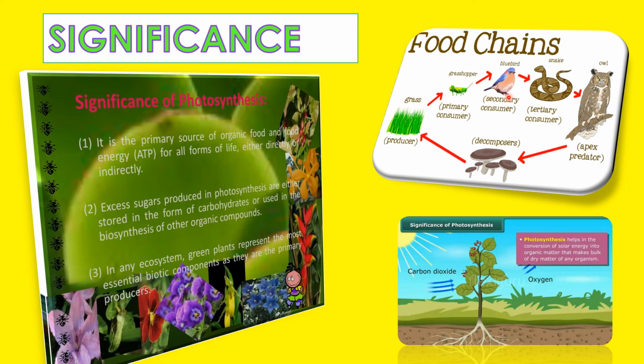The oxygen evolved during photosynthesis is released into the atmosphere. Hence, our atmosphere is replenished with oxygen by photosynthesis. This oxygen is used by animals and plants for cellular respiration. In the absence of photosynthesis, the oxygen level in the atmosphere would decrease drastically and life on Earth would become impossible.